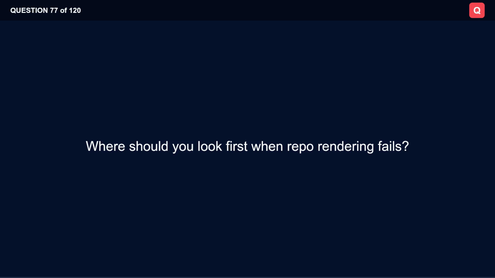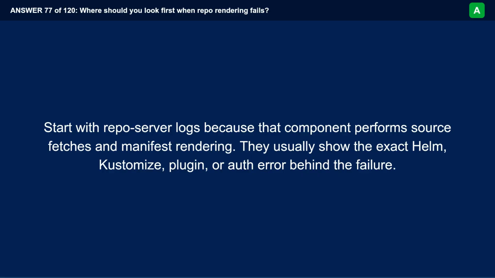Where should you look first when repo rendering fails? Start with repo server logs because that component performs source fetches and manifest rendering. They usually show the exact Helm, Kustomize, plugin, or auth error behind the failure.